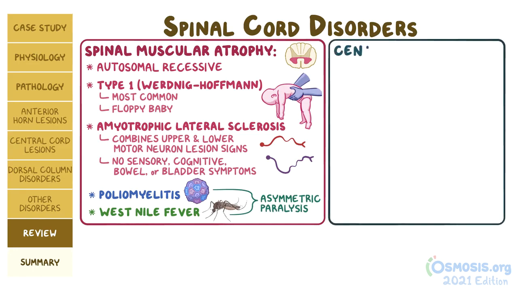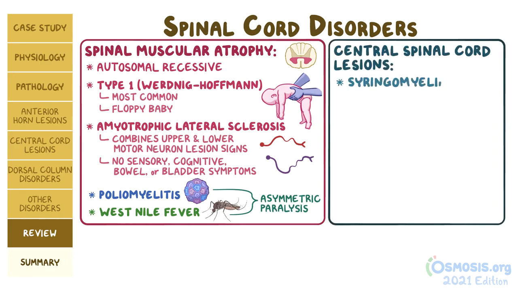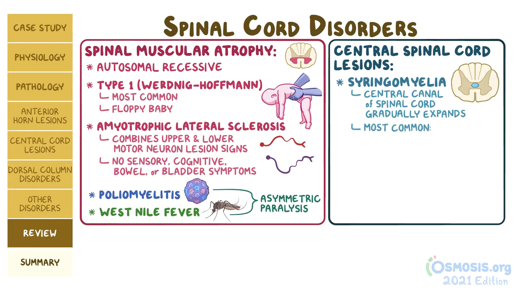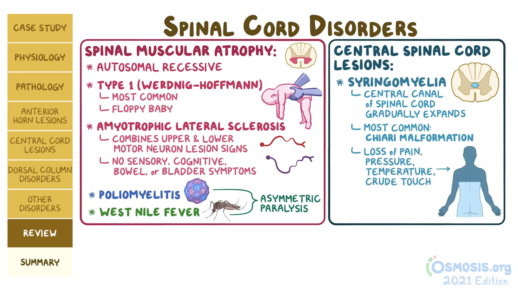The second group includes central spinal cord lesions, and here we have syringomyelia. This occurs when the central canal of the spinal cord gradually expands, most commonly due to a Chiari malformation. The key symptom is a loss of pain, pressure, temperature, and crude touch in a cape-like distribution, as well as Charcot joints and scoliosis.